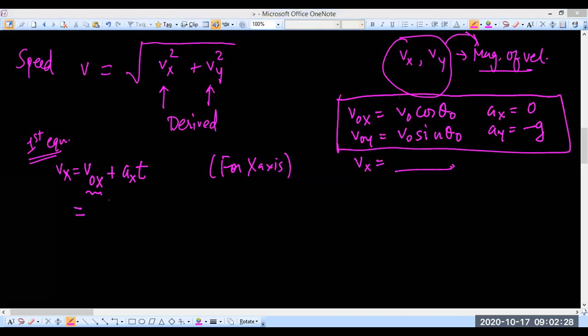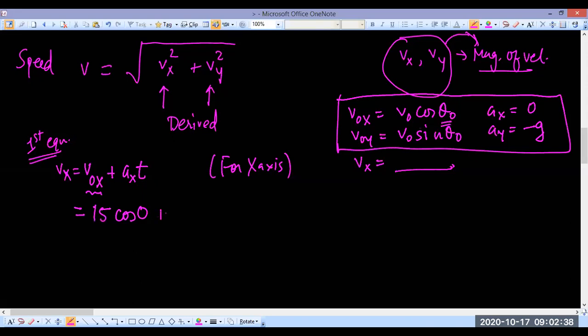Okay, so v0 is 15 cos 0, right? Because theta 0 is 0, we just derived that. Plus ax is 0, થઈ ગયું. 15. Clear? Okay, અને આમ કરો તો એવું જ લખાયું હતું 15. Clear? So vx is 15. So those who gave answer 15, well done, your answer is right.